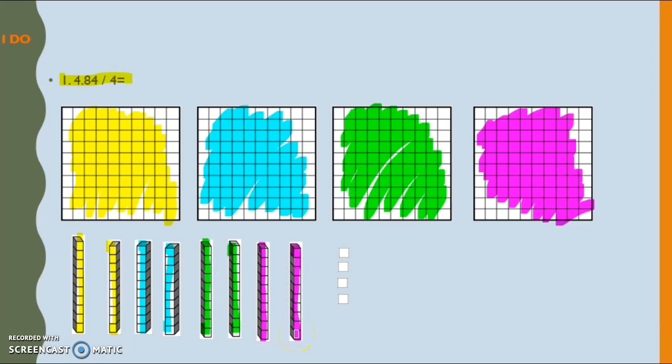Finally, we will divide our hundredths. We have 4 hundredths, which can be divided evenly into 4 groups by putting 1 in each group. Let's shade our hundredths here. If we take a look at our groups, we can see that each group has 1 whole, 2 tenths, and 1 hundredth. So our answer is 1 and 21 hundredths.